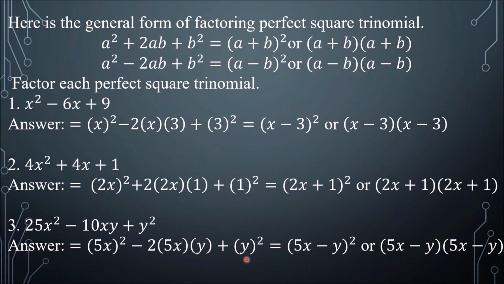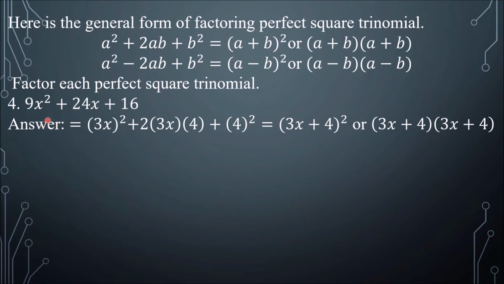Again, simplifying that, we have 5x. Since this is minus, this is also minus, and then the last term, y. So (5x minus y) squared, or (5x minus y) times (5x minus y). So the middle term is the product of the first, 5x, and the last, y, times 2. So 5x times y is 5xy, times 2 is 10xy.